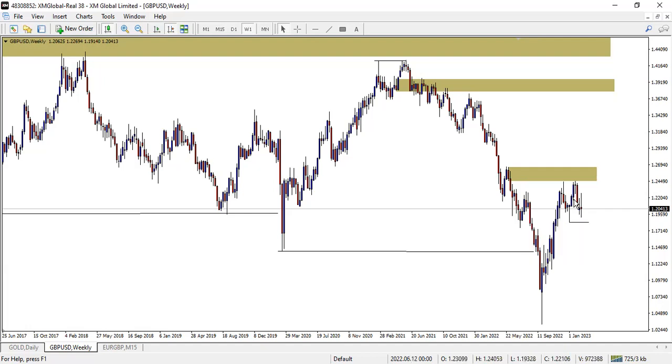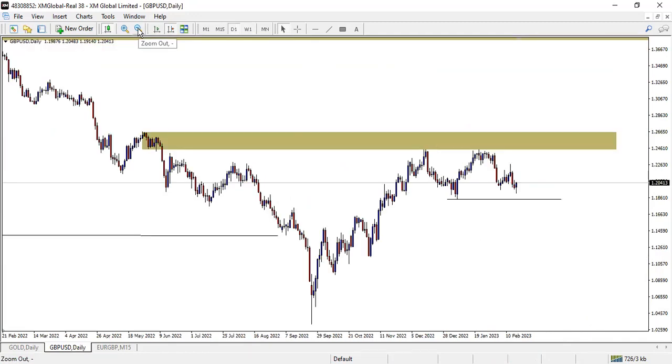It is pushing the price down. So we're waiting for the break below this here. Remember, this is on weekly, all right? And then on daily, this is where we are. We're expecting a break below this, and then a break below that.